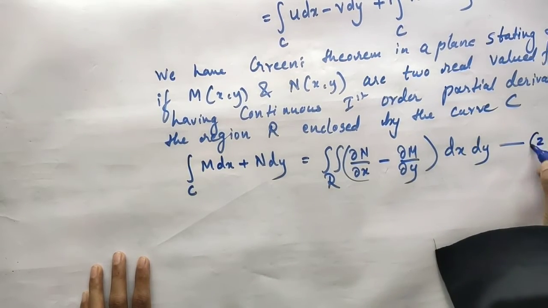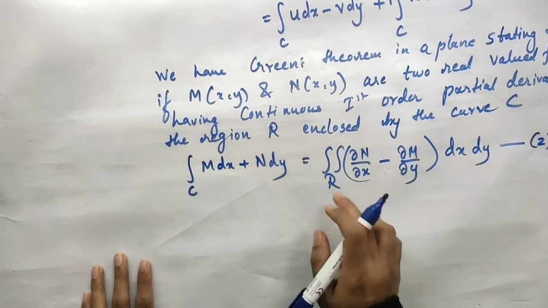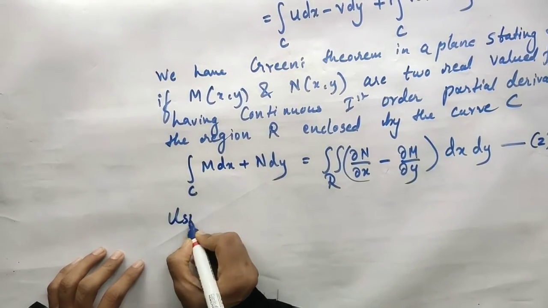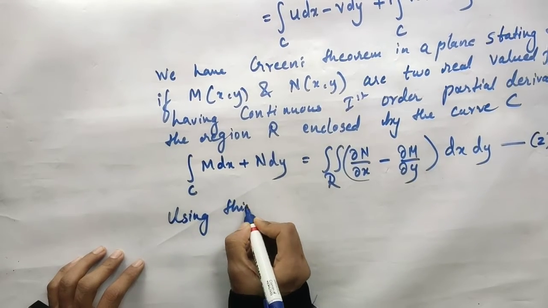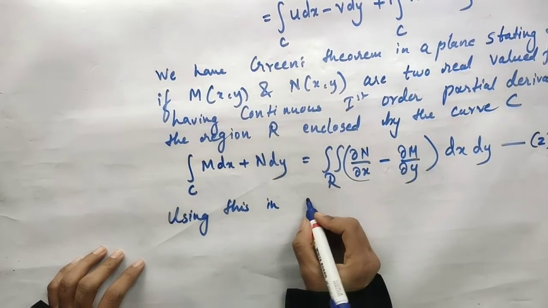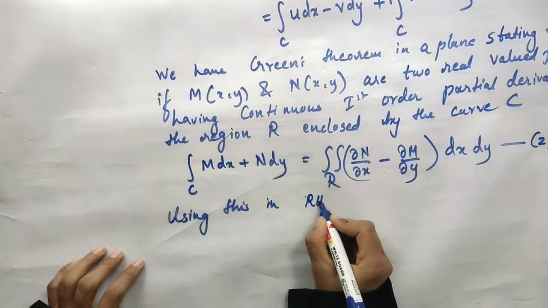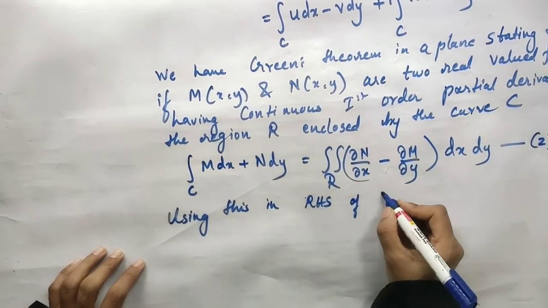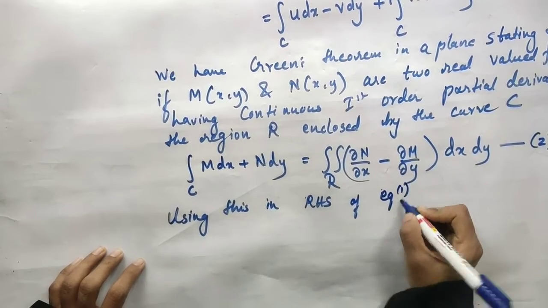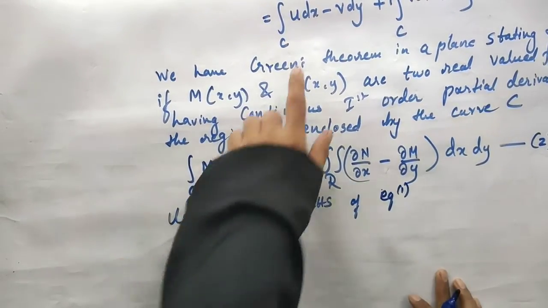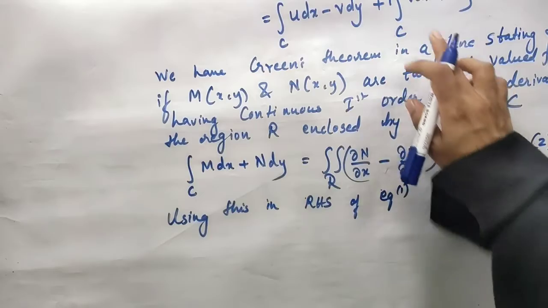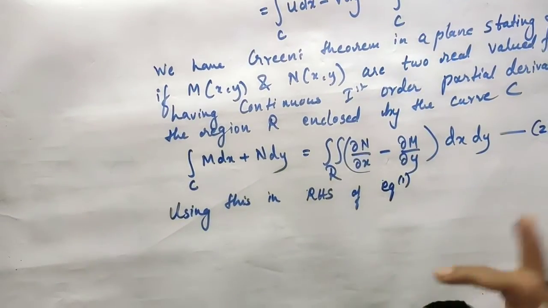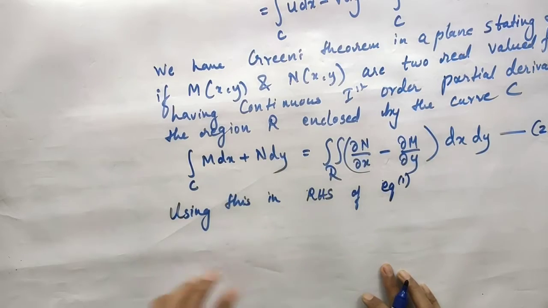I am going to call this equation 2. So I will use this in each of the integrals of equation 1. Using this in the right hand side of equation 1, to both the integrals I have u dx minus v dy and v dx plus u dy, the two integrals I have. To both the integrals I'll make use of this Green's theorem.